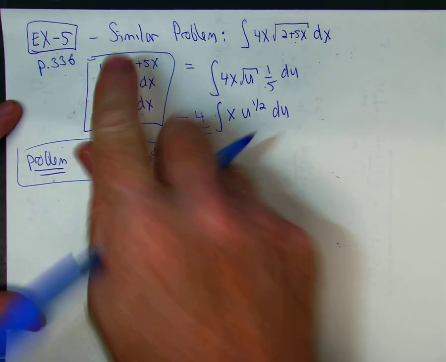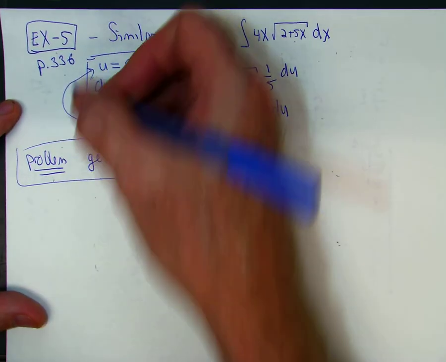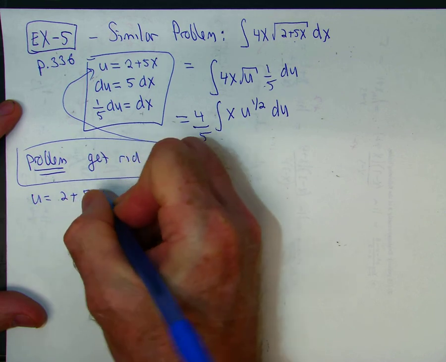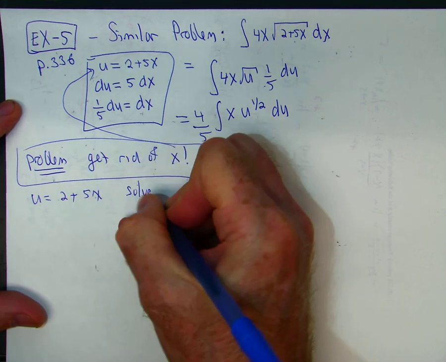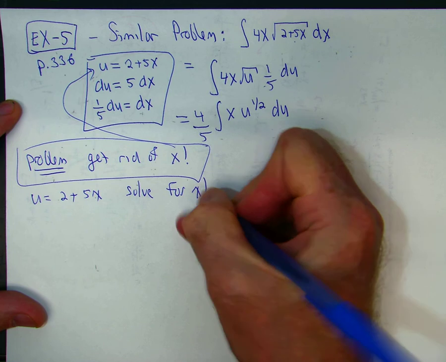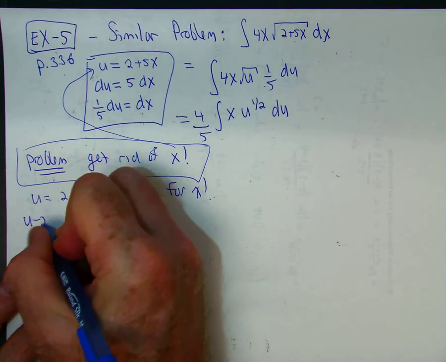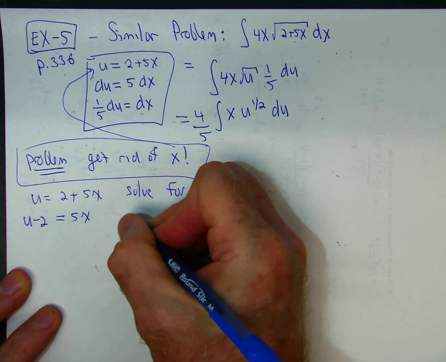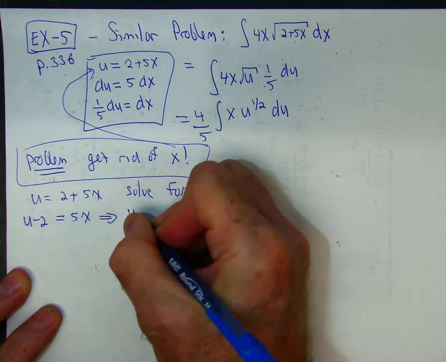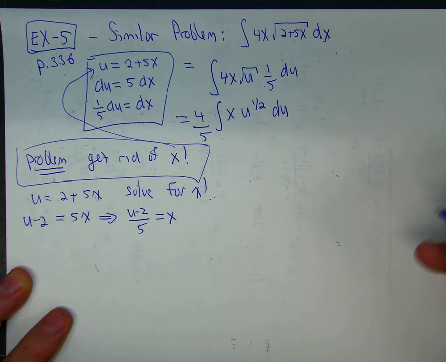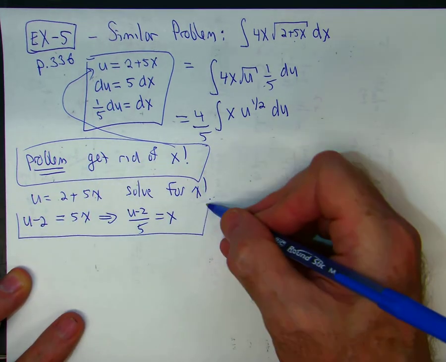Well, I look back to here. That's my key. I see that u is equal to 2 plus 5x. I can solve for x. That's perfectly okay. You're allowed to do this. So I do that, subtract 2 from each side, divide by 5, and I'm ready to go. So this is also going to be an important part of the problem.